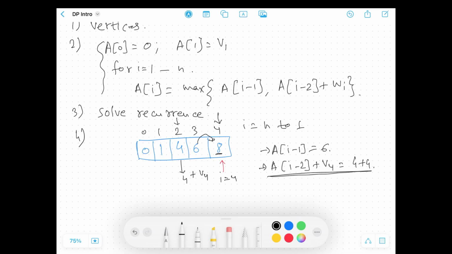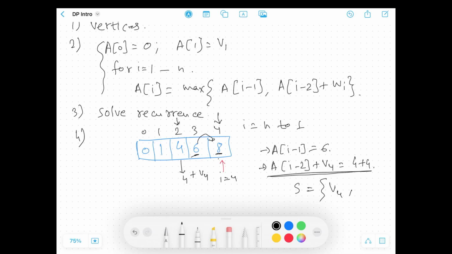and must have added value at index 2, right? So then vertex 4 is part of our solution. So if we say solution set, vertex 4 is our solution set. This means 6 is not going to be part of our solution set because this is going to be the adjacent vertex to vertex 4.